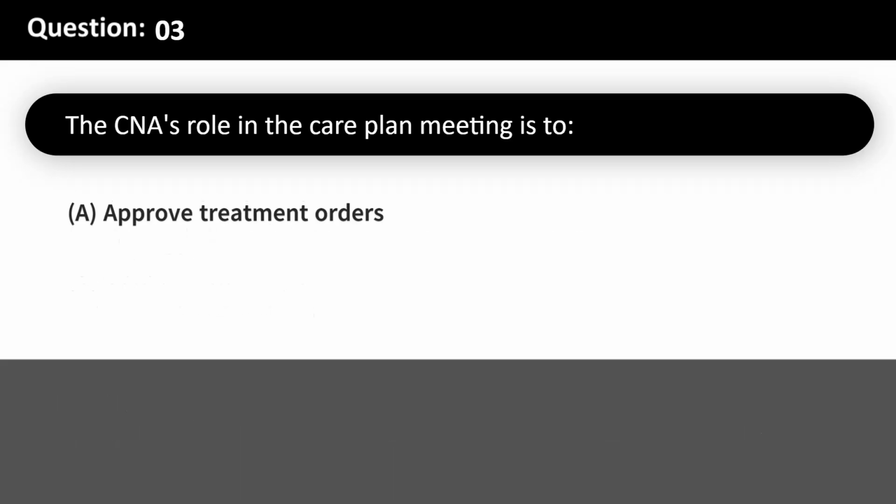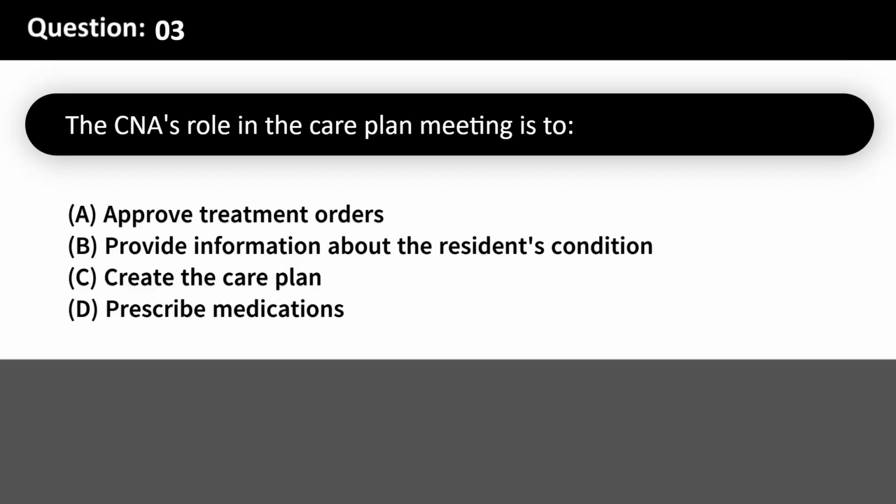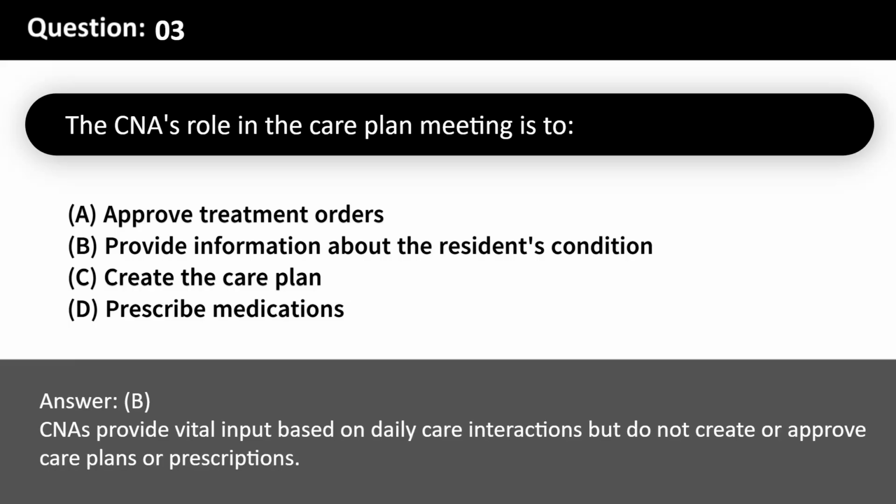The CNA's role in the care plan meeting is to: A. Approve treatment orders. B. Provide information about the resident's condition. C. Create the care plan. D. Prescribe medications. Answer: B. CNAs provide vital input based on daily care interactions but do not create or approve care plans or prescriptions.